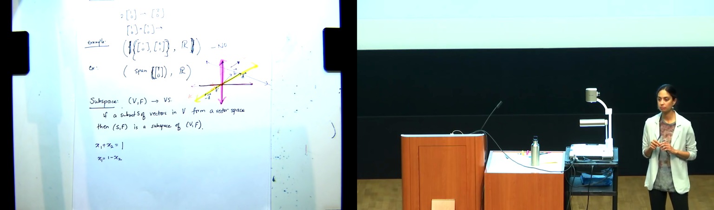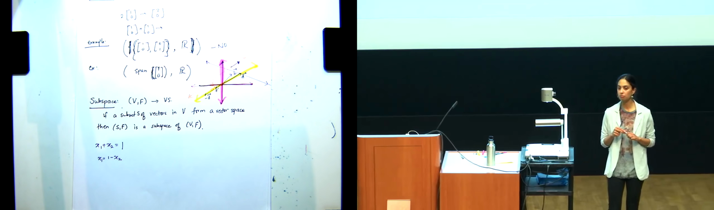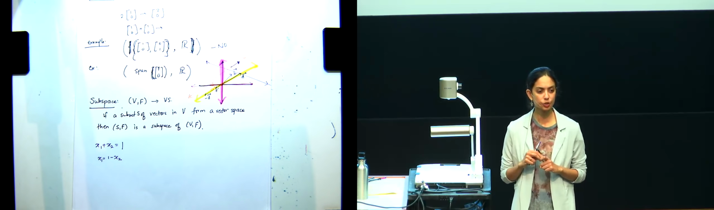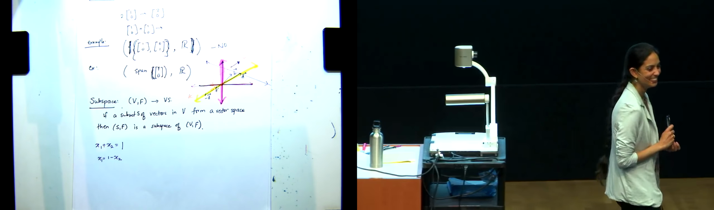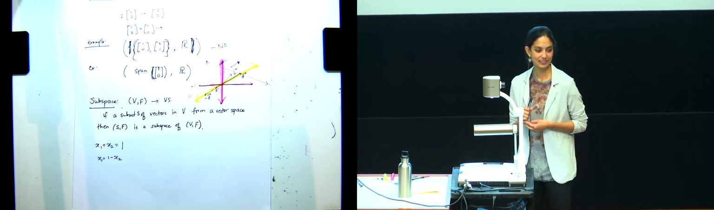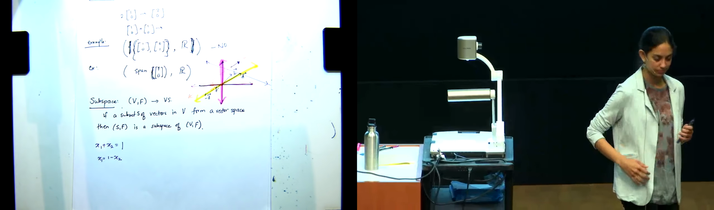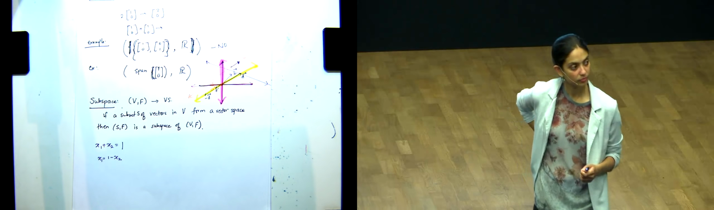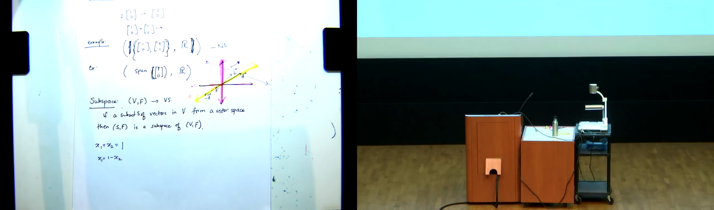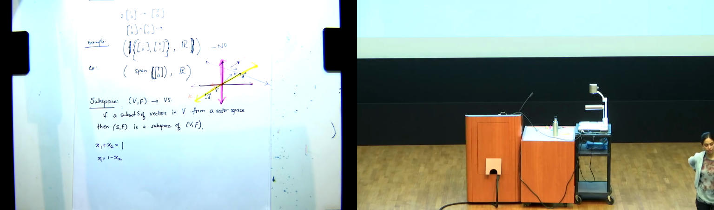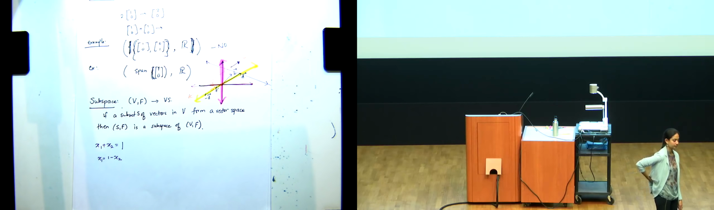How many people are done? Okay, how many people need another minute? Okay. The people who need another minute should be writing something. So you can basically linear combinations. Okay, how many people are done?